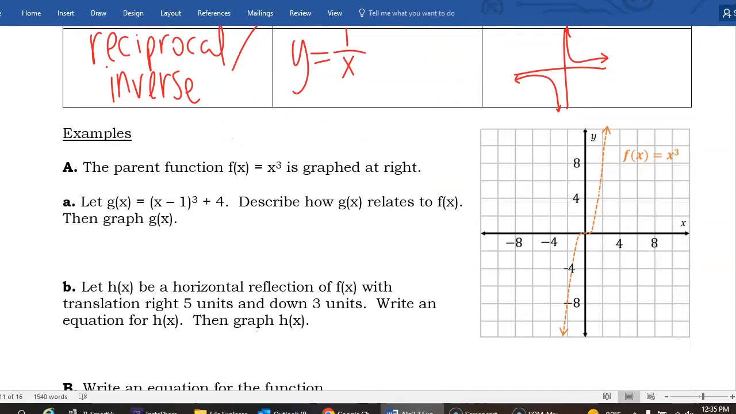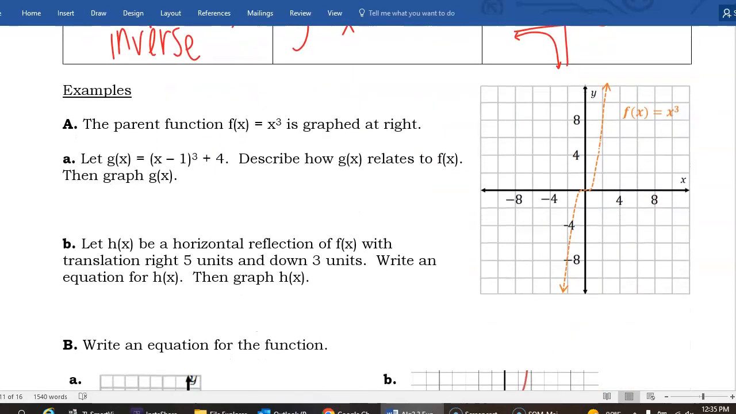So here I have a parent function of x to the power of 3, our cube function, okay? I want to consider g of x a transformed function of f of x such that g of x equals (x minus 1) to the power of 3 plus 4, okay? How does that relate to our parent function? And then we're going to graph it. So we're thinking about our transformations.